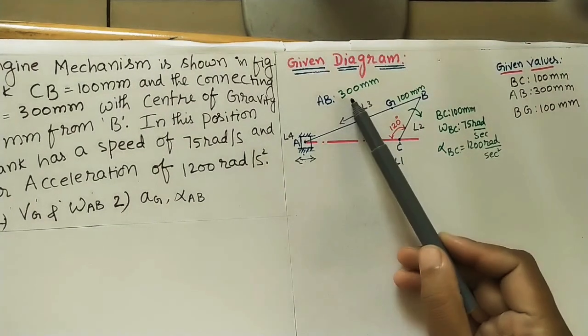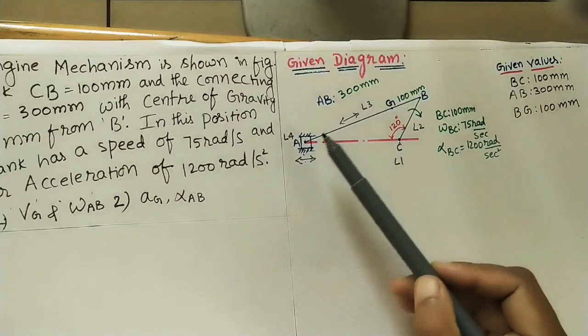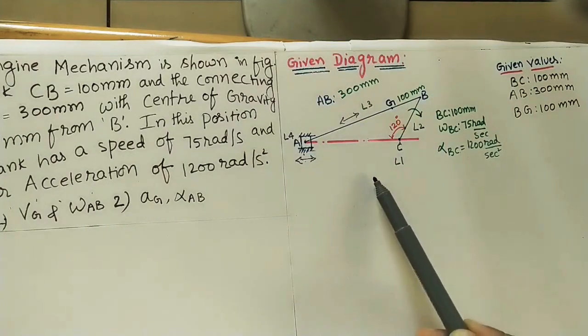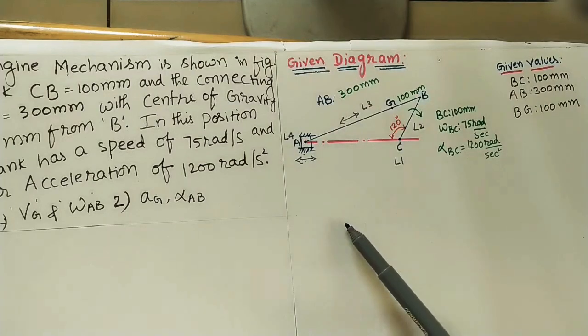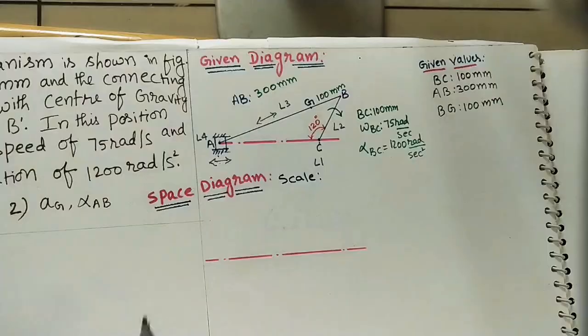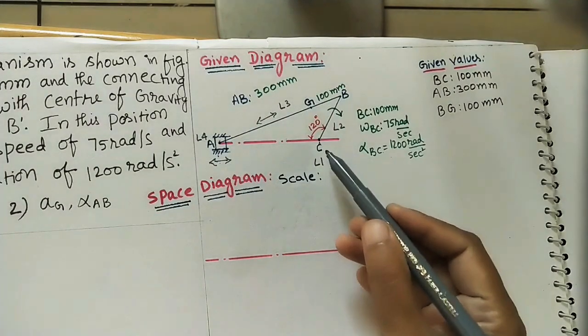The given dimension, if you see, AB is 300 mm or 30 centimeter. It is a very lengthy dimension. So for reducing the dimension, we have to take one scale. We have to redraw this diagram. It is called the space diagram. We do the space diagram here. Here in the space diagram, first draw this line, and mark one point. It is C point.